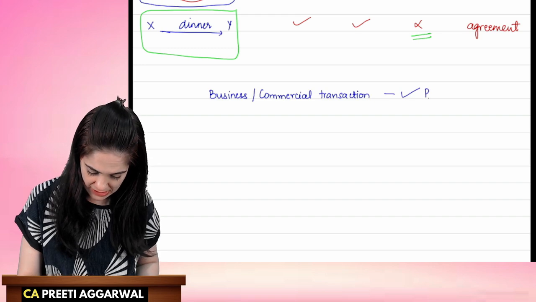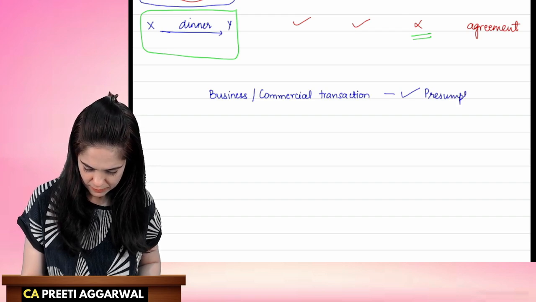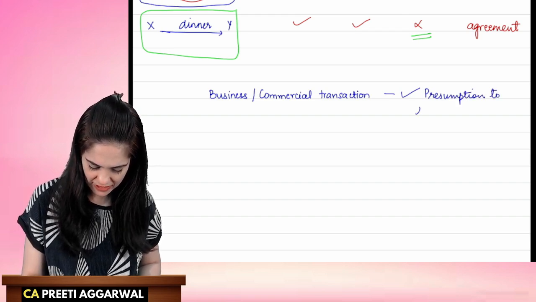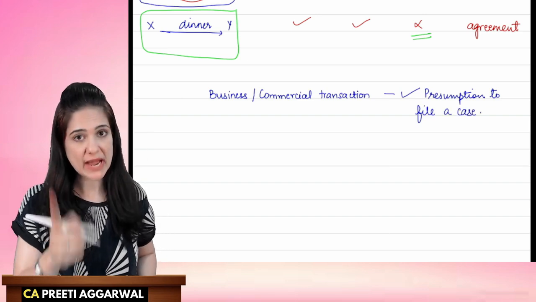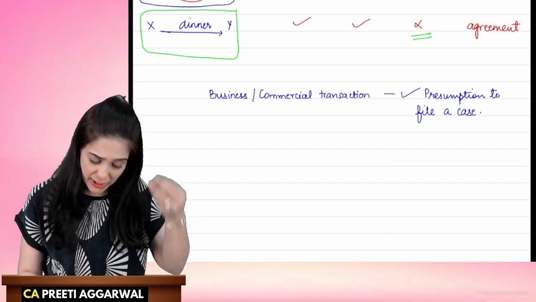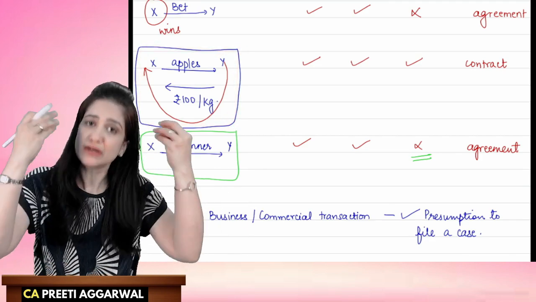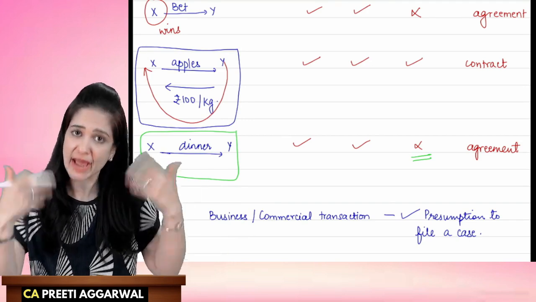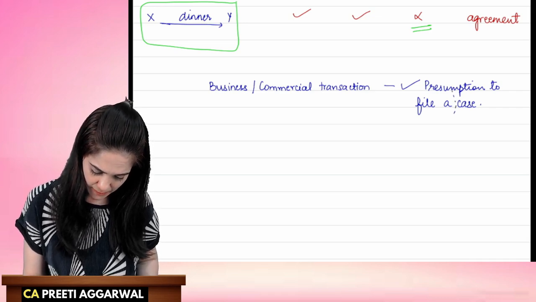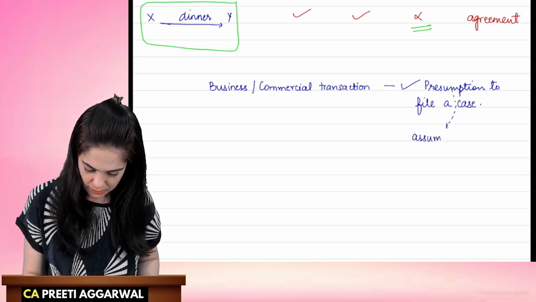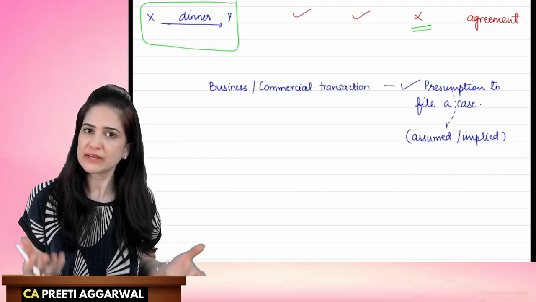We presume there is a presumption to file a case. If one party defaults, the other party can take action. It is assumed that you need not even agree. You need not even tell each other. It is understood, it is presumed, that if one party defaults, the other party can take action. It is implied that if you fail, the other party will take action.